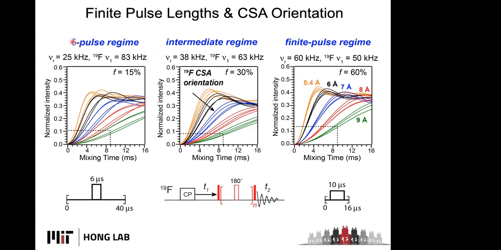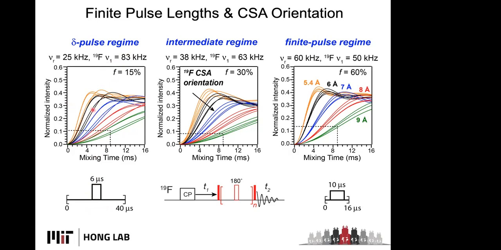If you're going into the so-called delta pulse limit, and let's say I'm spinning at 25 kilohertz, and I'm putting out these pulses at a field strength of 83 kilohertz, then these two numbers mean that in my 40 microsecond rotor period, my pi pulse is only 6 microseconds. So it's pretty good. It's short enough compared to the rotor period. Then I can imagine this is my delta pulse limit. And the spin dynamics for that is relatively well understood. We don't have to go into details.